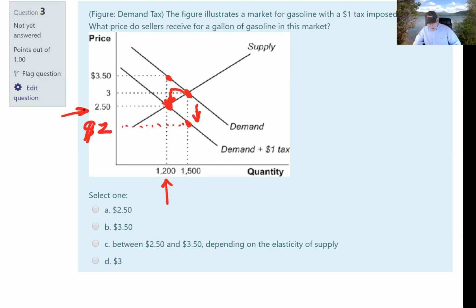So the correct answer would be, let's see, what do sellers receive? They're going to receive a price of $2.50 for each unit that they sell. Okay. All right. Number 4.